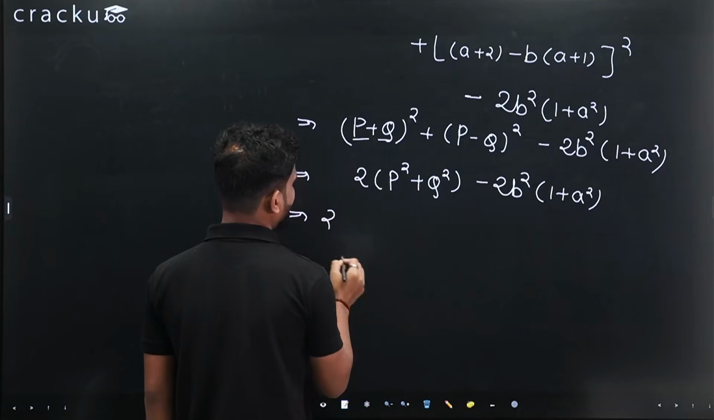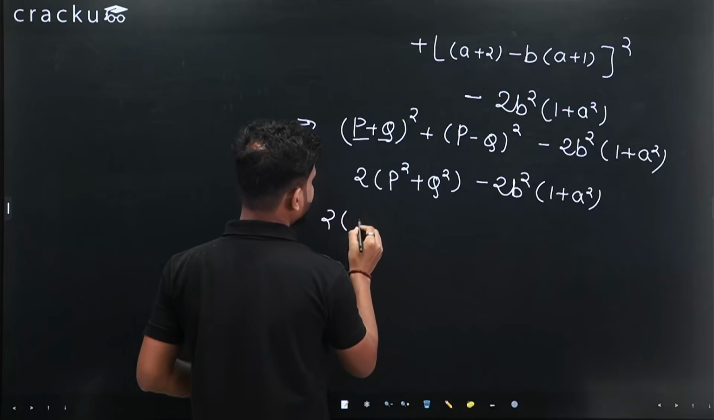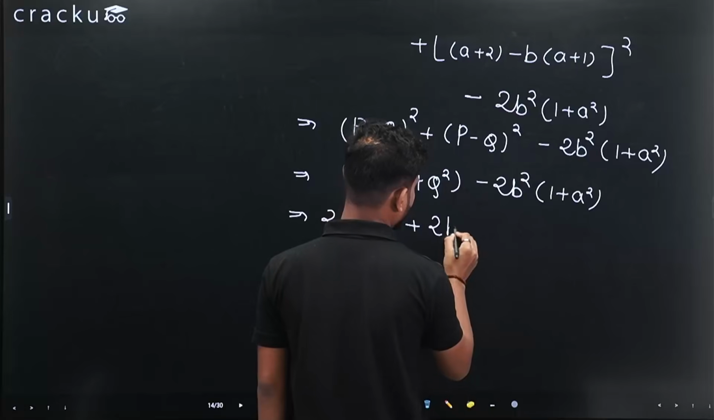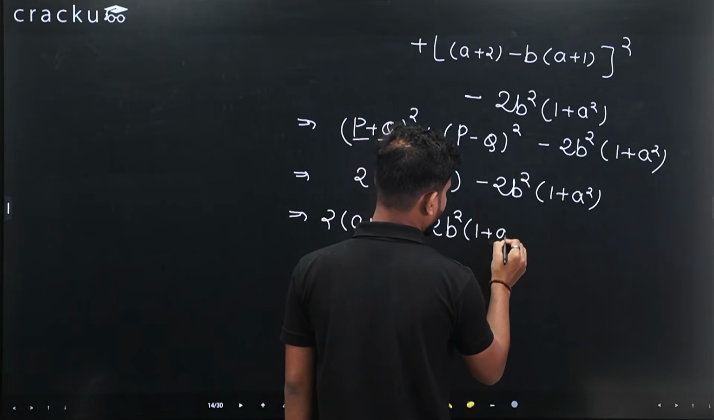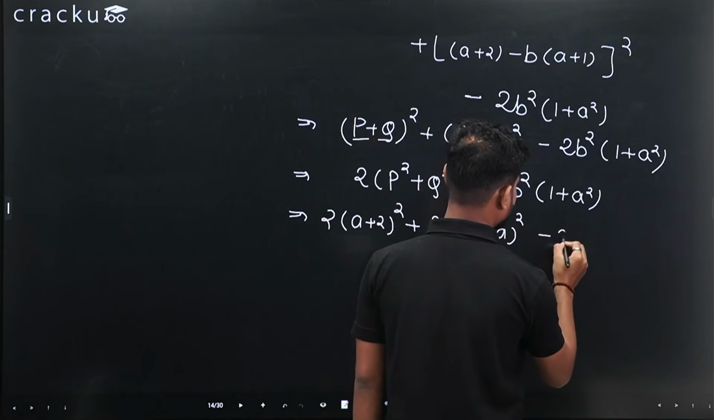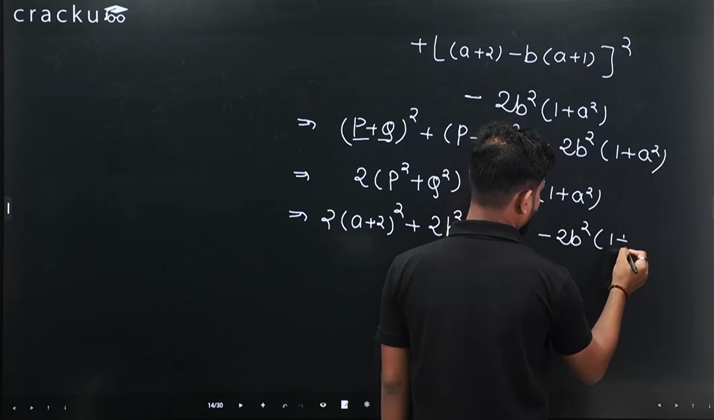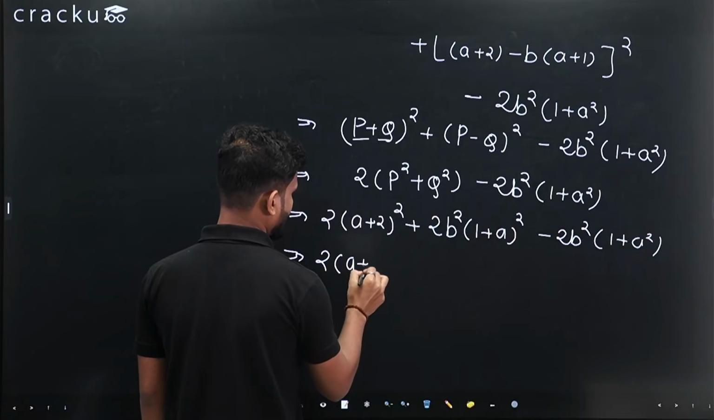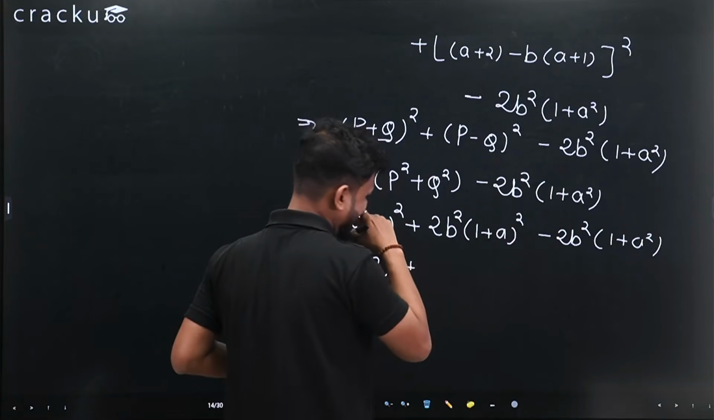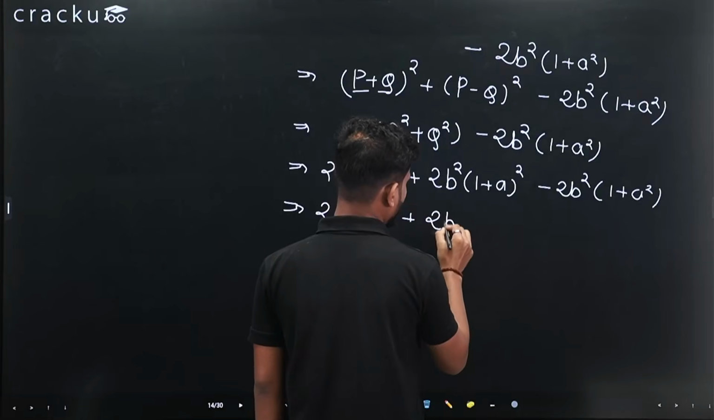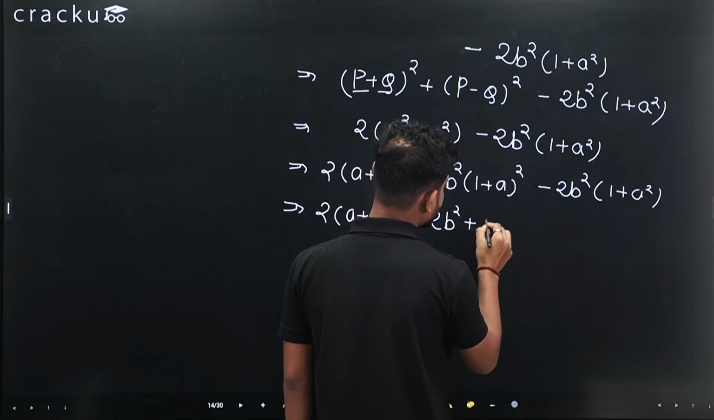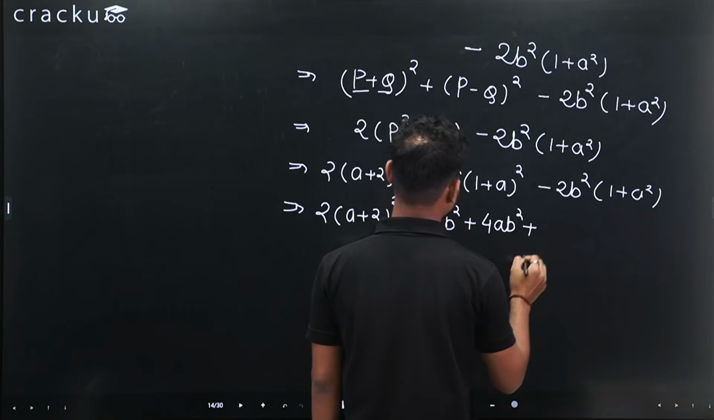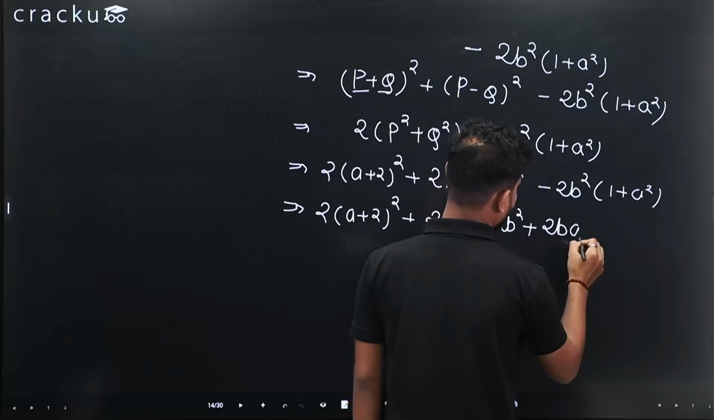From here let us put the value of p and q. So p is nothing but a plus 2 whole square, plus 2 into b square into (1 plus a) whole square, and this is minus 2b square into (1 plus a square), right? This is what? This is 2 into (a plus 2) whole square. Let us expand this one. This will be 2b square plus 4ab square plus 2b a square.